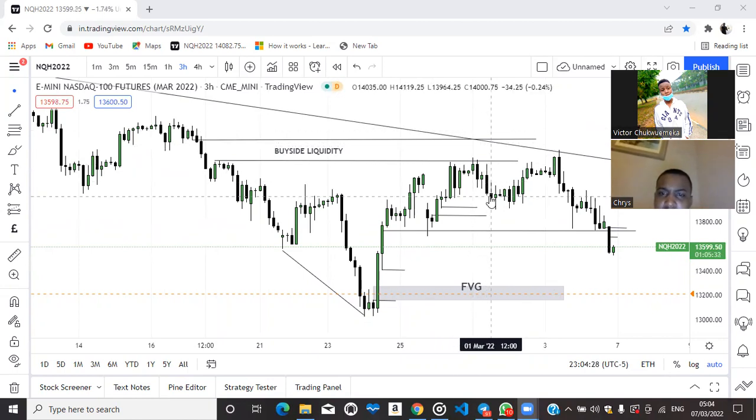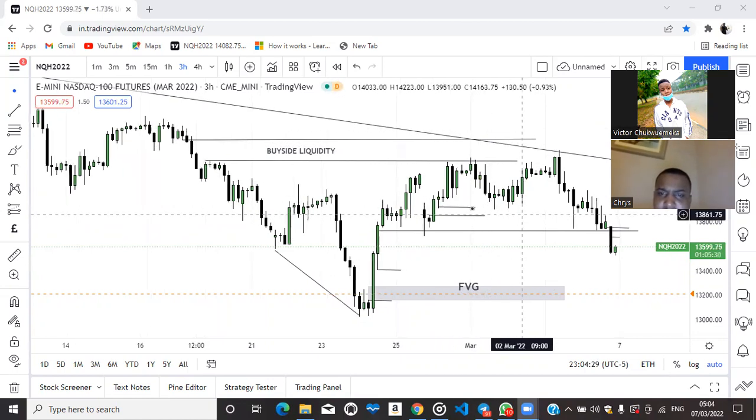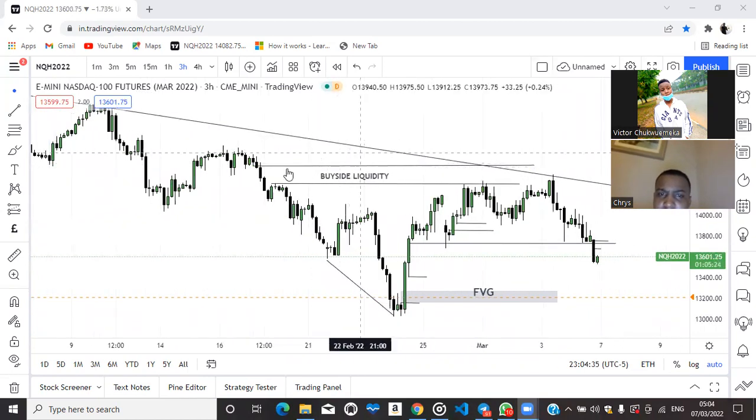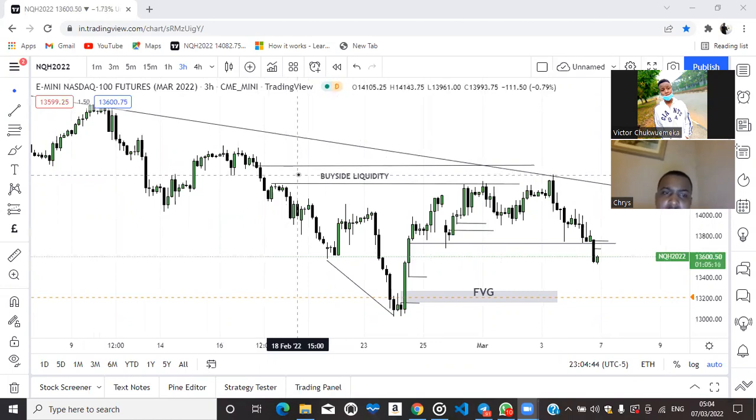And then it went down to the imbalance. Yes, went down to this imbalance, and this is an imbalance. This area, bro, that area is an imbalance too. This one is an imbalance. If you go to the lower time frame, like the 15 minutes, and break down, you see this is just a fair value gap.